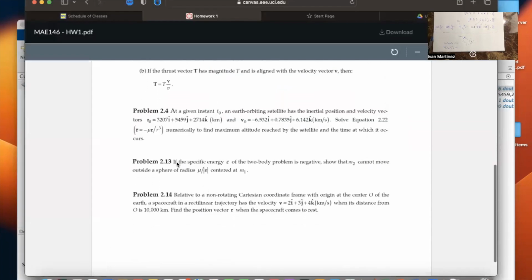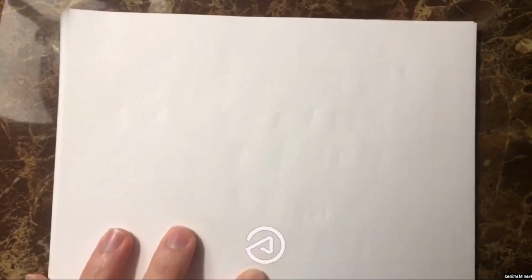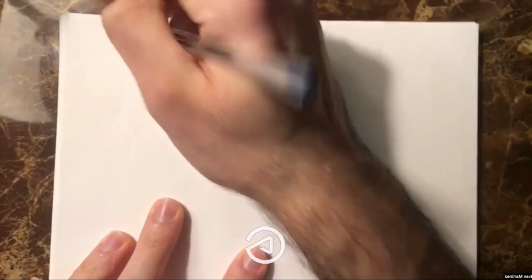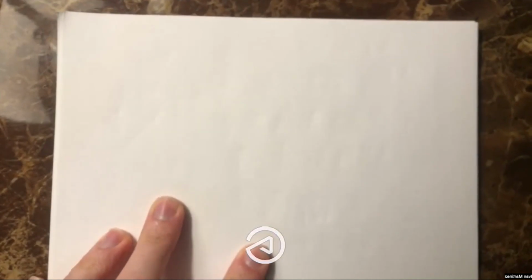So for the next one: if the specific energy of a two-body problem is negative, show that M2 cannot move outside a sphere. Okay. So we're talking energy. That's my favorite equation. You'll notice after a few lectures that that's my favorite equation. Energy. What problem is this? This is 2.13.